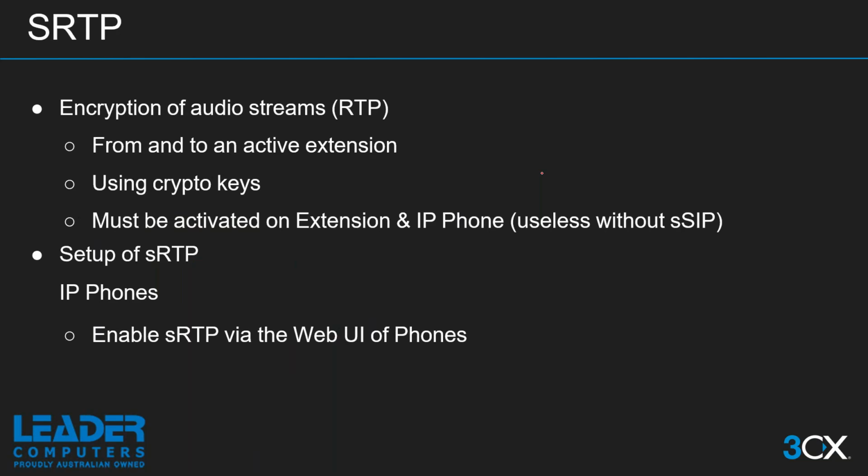And SRTP is encryption of audio streams from and to an active extension. You can use crypto keys, or it must be activated on an extension and IP phone, unless using secure SIP. For setup of SRTP on IP phones, enable SRTP via the web UI of those phones. Manually, you need to log into the handset UI using its IP address and enable it from there.